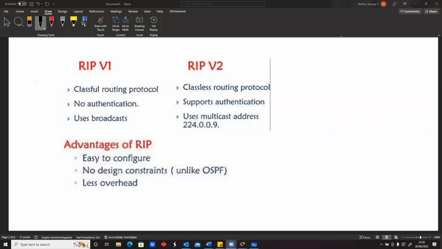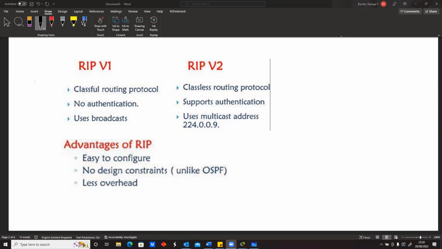So basically, there are two versions of RIP. We have version 1 and version 2. Version 1 is classful, which is what we're going to be seeing today. And then in our next session, we'll look at version 2. So with version 1, it is classful, which means that, as I said, it goes to the default subnet mask.